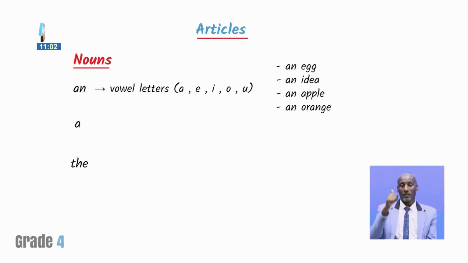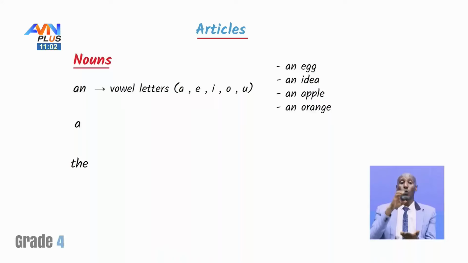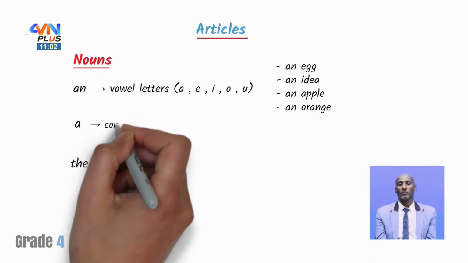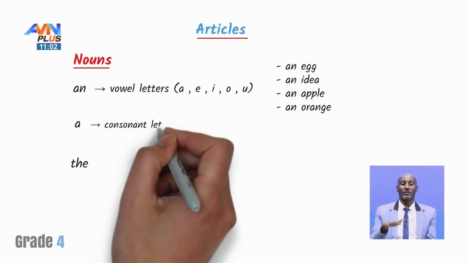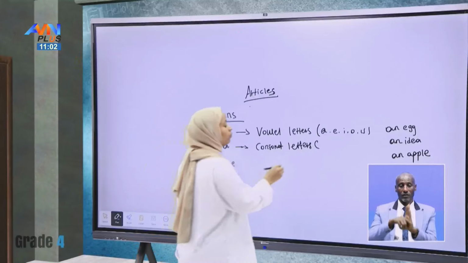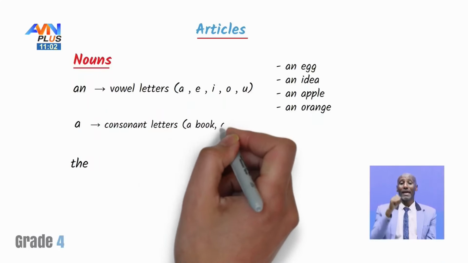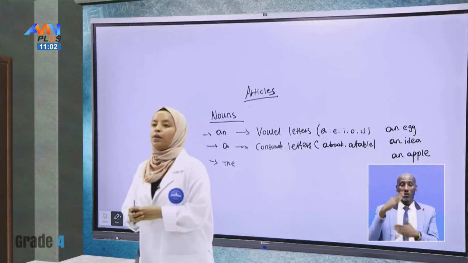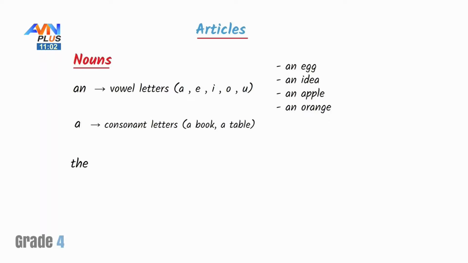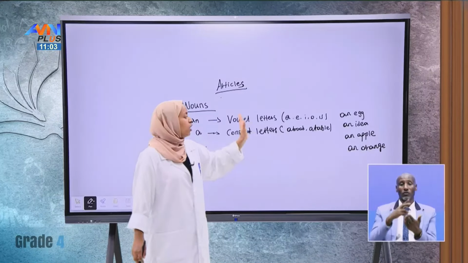The second one is a. We can use it before consonant sounds, consonant letters. For example, a book, a table, etc. We can use all the alphabetic letters except the vowels, like B, C, D. You can use a before consonant letters.